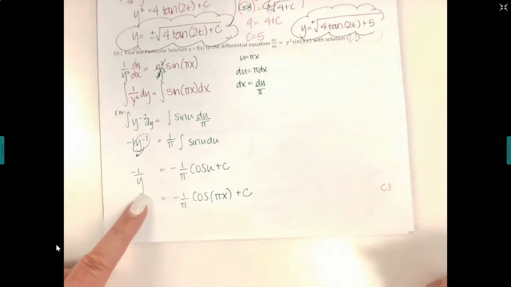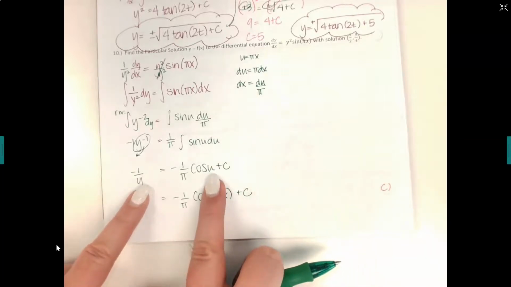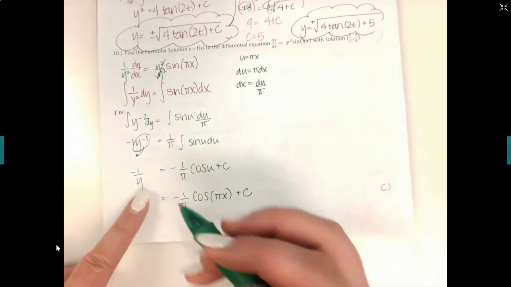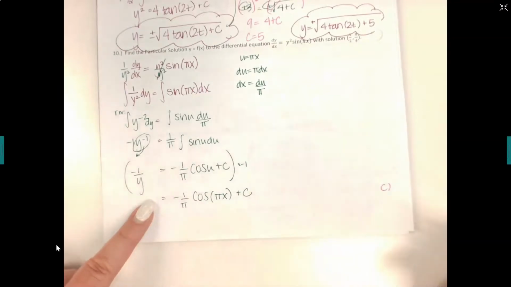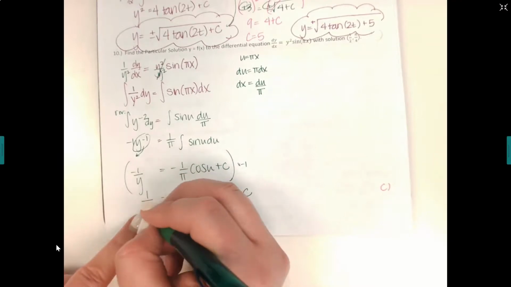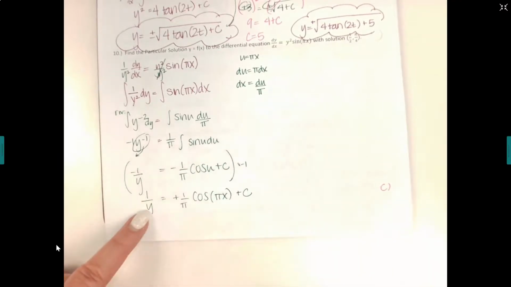Okay, the next thing that I'm going to do is if I have a negative on both sides, I'm going to multiply by negative 1, and I'm going to cancel it out. So now I'm going to have 1 over y equals positive 1 over pi.